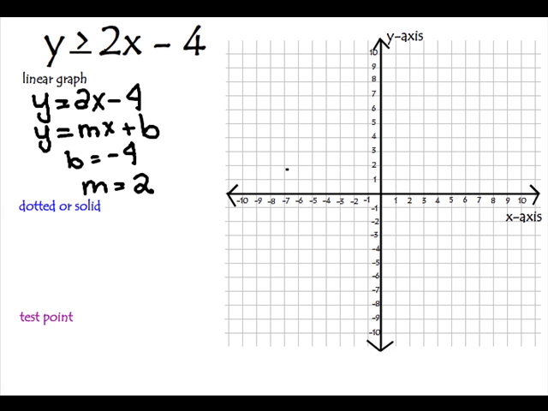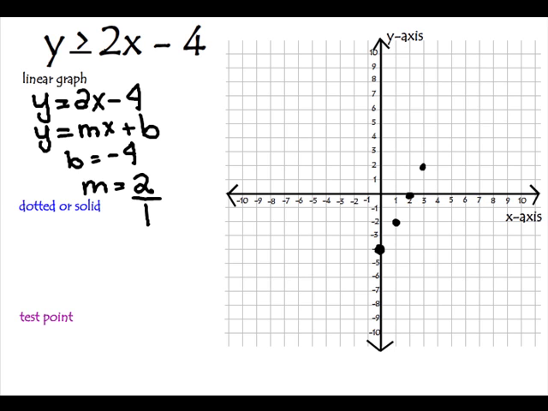Now, from previous lessons, we learned that when my y-intercept is negative 4, that means it crosses the y-axis at negative 4. So I'm going to put a dot here at negative 4. And my slope means rise over run, so I need to write this as a fraction, 2 over 1. So that means we're going to go up 2 and over 1, up 2 and over 1, and so on.